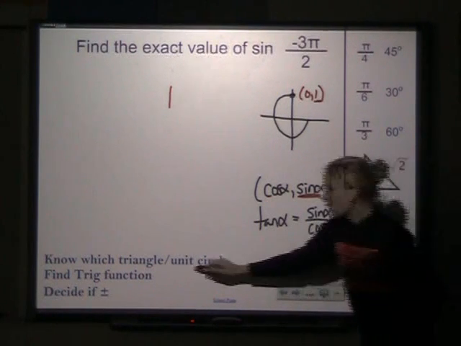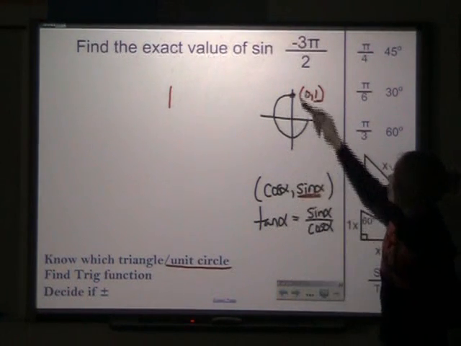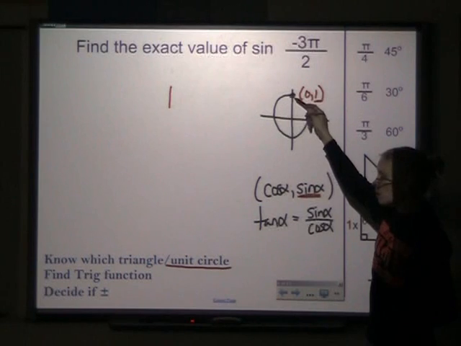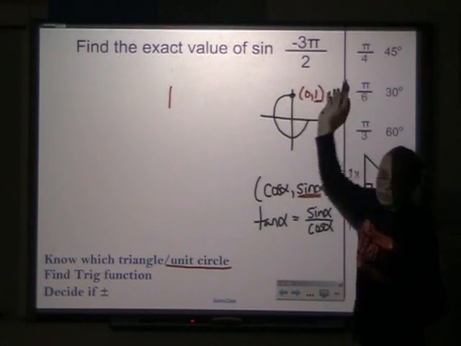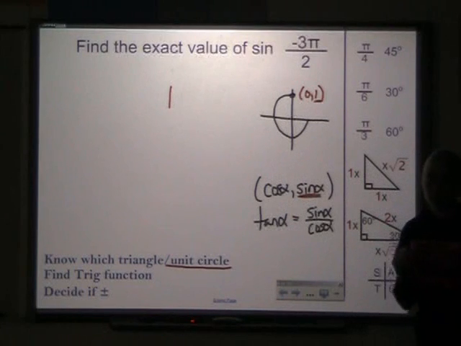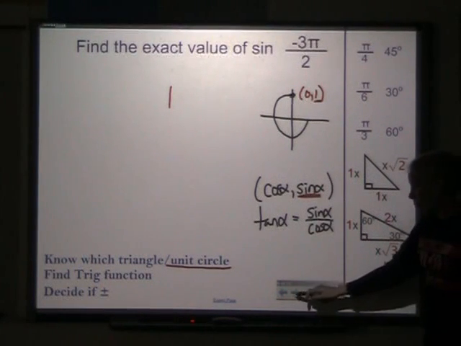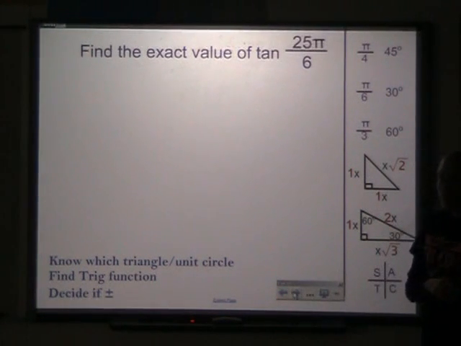Okay? So I'm using my unit circle. I found out where I am on my unit circle. I took the trig function of that value, and it's decided to be positive or negative by what the point is. So in that case, I don't have to worry about that. So now looking at this one.